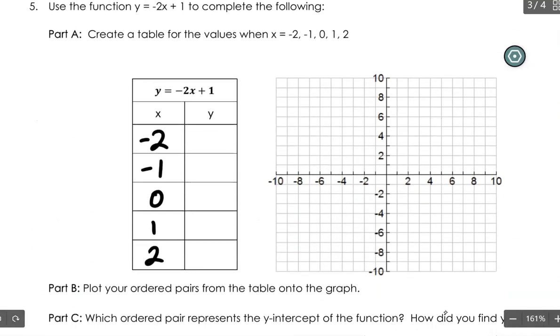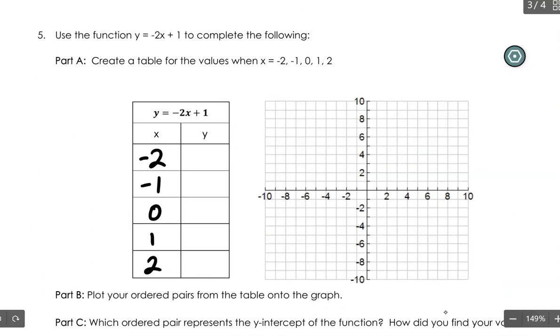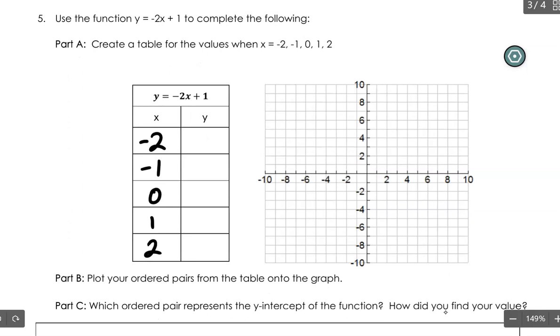Moving on to number 5. Okay, so on this sheet, this is the hard copy if you want to print it out. But online, I changed the question a little bit to make it multiple choice. Part A, create a table for the values when x equals these numbers here. That's my domain.